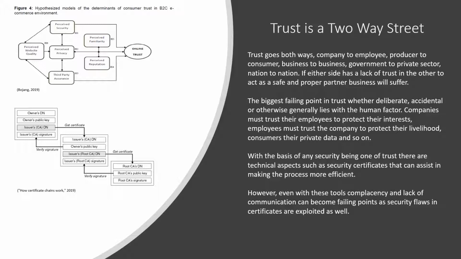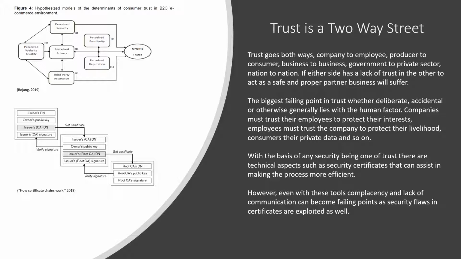It goes both ways. We've already looked at a couple of these different things. The biggest failing point in trust, whether it's deliberate, accidental, or otherwise, again, generally lies with that human factor. Trusting your employees to protect their interests, the company's interests, and the employees' interests themselves. You have to be able to trust them to protect the livelihood of the employee and their data, the consumer's data itself.